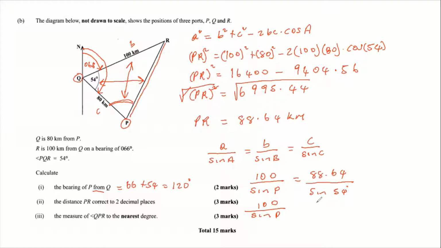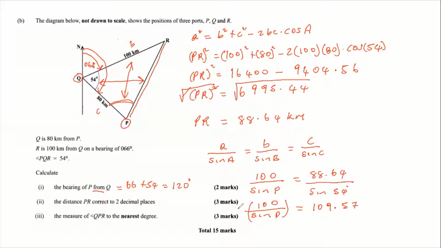And then when we put this in our calculator, our expected answer is going to be 109.57, correct to two decimal places. So from here, we want to transpose so that sine P becomes the subject. We can multiply both sides by sine P. If we multiply both sides by sine P, what will happen here?